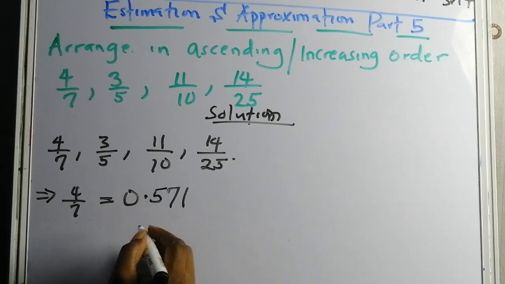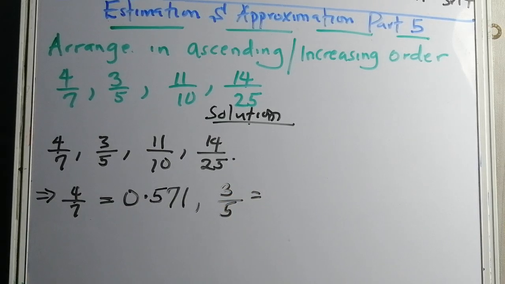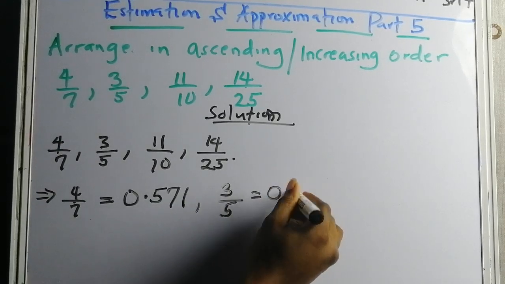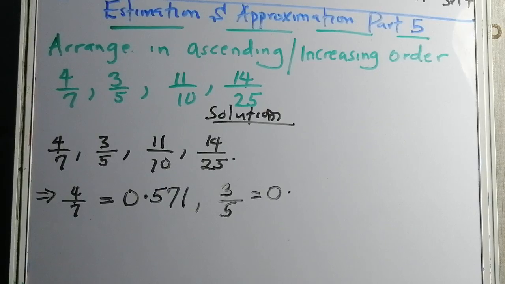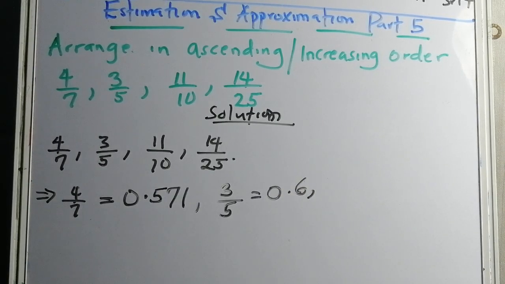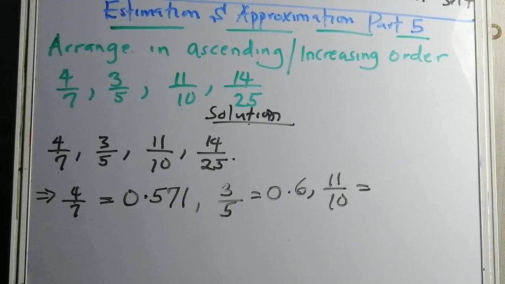The next one you just need to do is 3 over 5. 5 cannot go in 3, it's not possible, so you put your 0 point. So 5 in 30, that's 6, since 6 times 5 is 30. That is easy for us. So 11 over 10 equals what? 10 cannot go in 11, so you put your 0 point. Add 0 to the numerator.